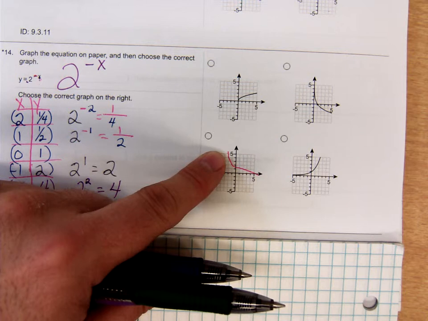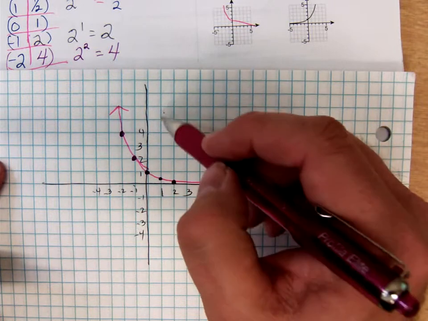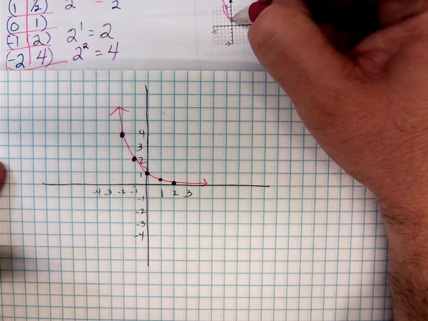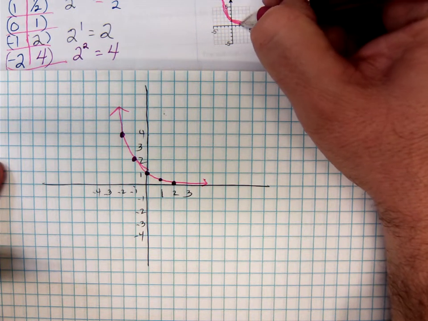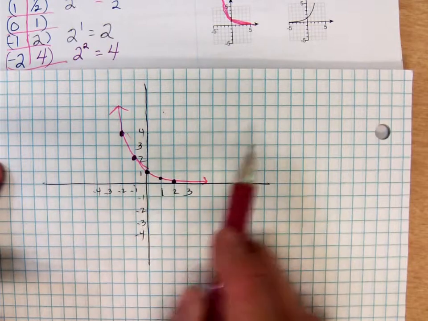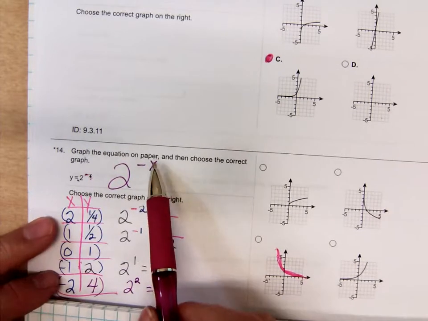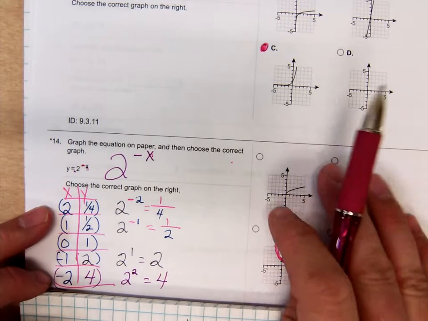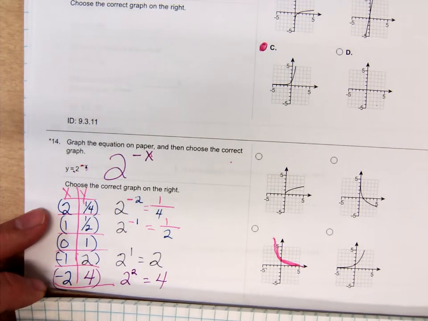Okay? So it looks more like this. This is a much better curve than what I drew here in this little space, something like that. Okay, well, look at it here. Maybe that's what they say, graph it on paper, and then choose the correct graph. Here it was just so small. For some reason, some of these didn't print out, but it has to be this one there.